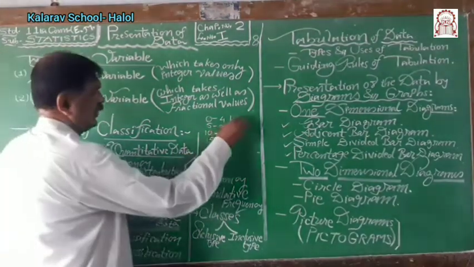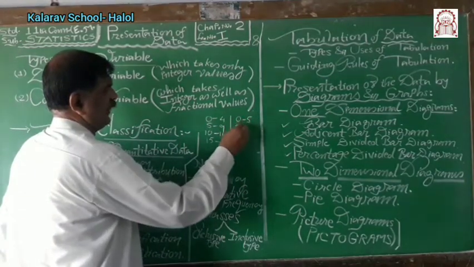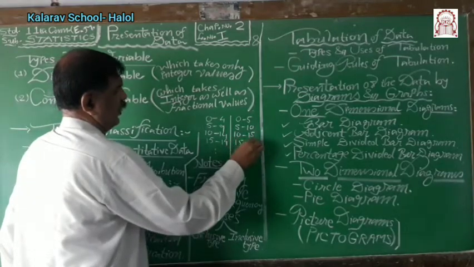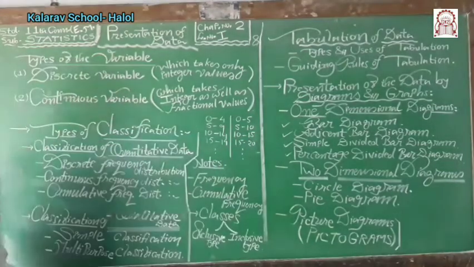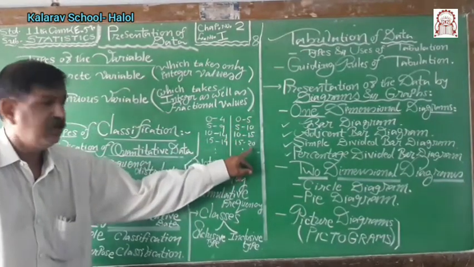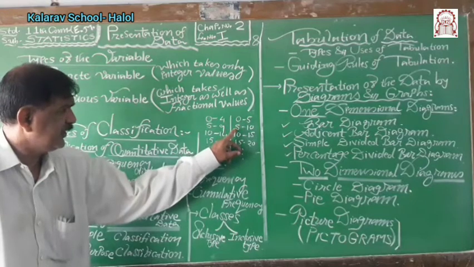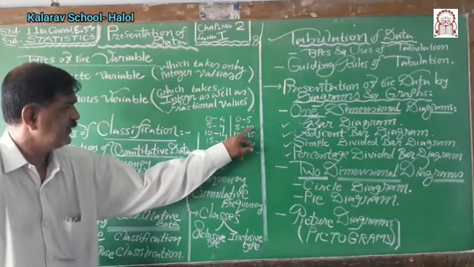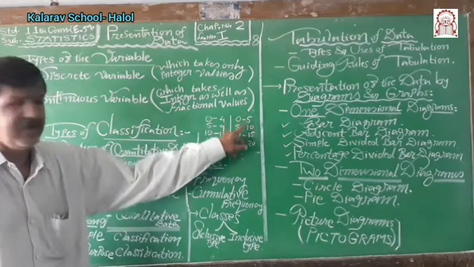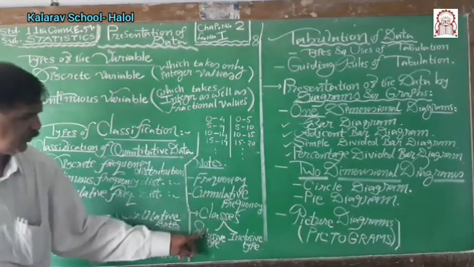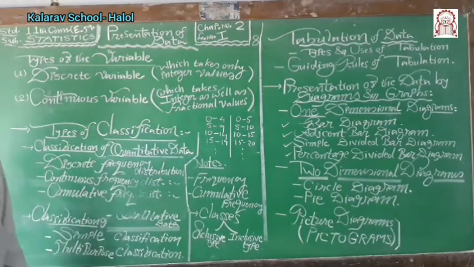Exclusive classes means 0 to 5, 5 to 10, 10 to 15, 15 to 20 and so on. In exclusive classes, the upper limit is excluded. 0 to 5, but 5 is not considered in this class; it goes to 5 to 10. And if there is 10, then 10 is included in the next class. Upper limits are excluded, and so the classes are known as exclusive type of classes. These are the types of classification.